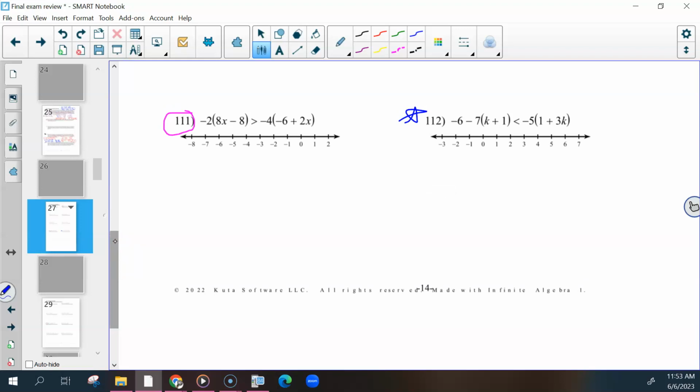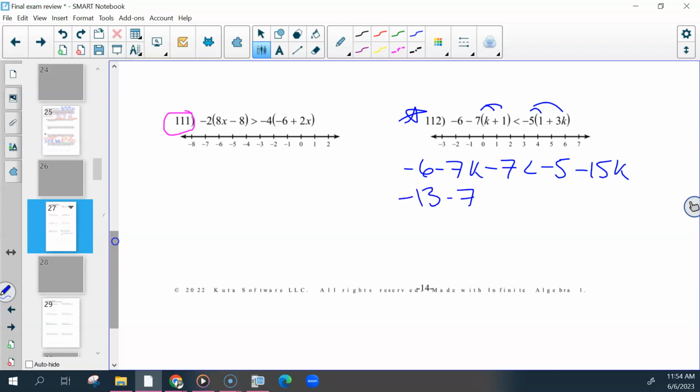So first, we would solve this like a regular equation, but it's an inequality. So distribute. And I'm going to do all the work down here. So negative 6 minus 7k minus 7 is less than negative 5 minus 15k. Then combine like terms on the same side, so the negative 6 and negative 7. Then you have choices. Move the k's to the same side, move the constants to the same side. How you do that is up to you.